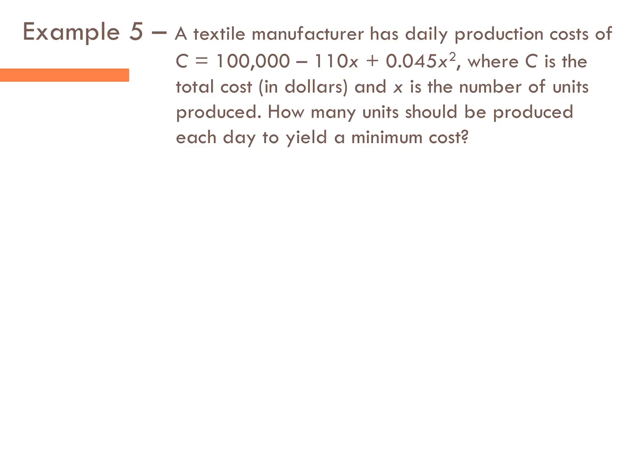So here I have a manufacturer has a daily production cost, and it gives us what our cost is. C is our total cost, x is the number of units produced. We want to know how many units should be produced each day to yield a minimum cost. So anytime you're asking for a min or max, that's the vertex. You always have to decide if it's the x or y value you need. In this case, I'm asking for the number of units, and it tells us right here that x is the number of units.